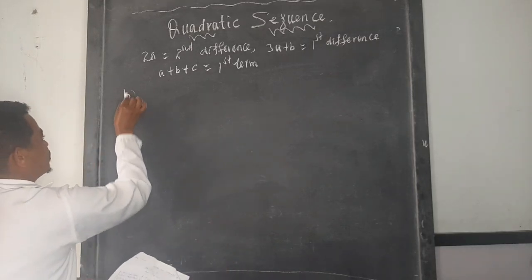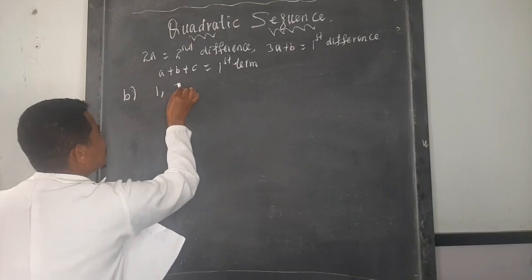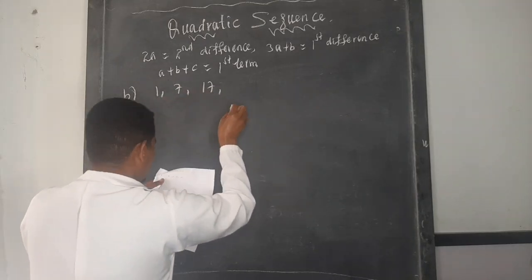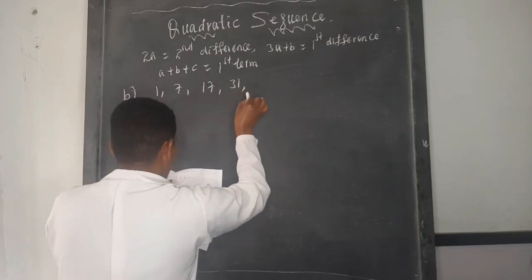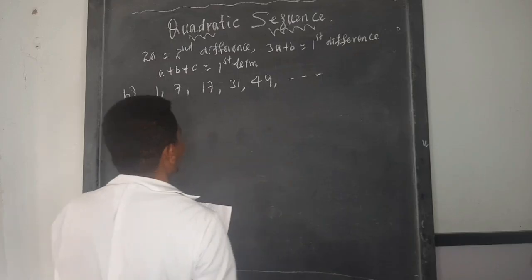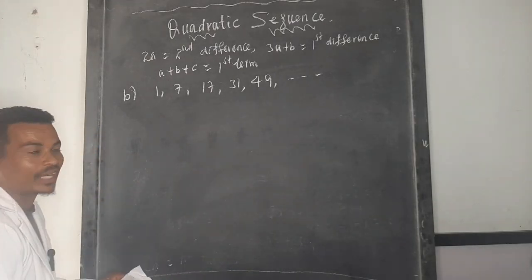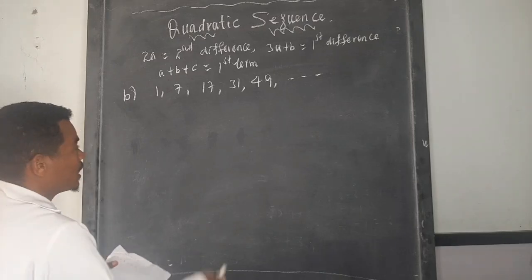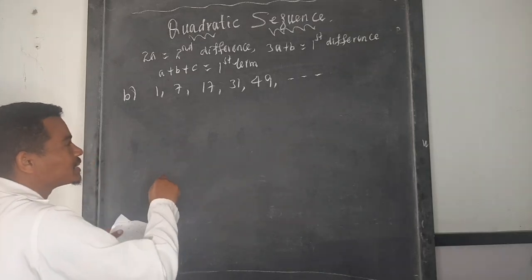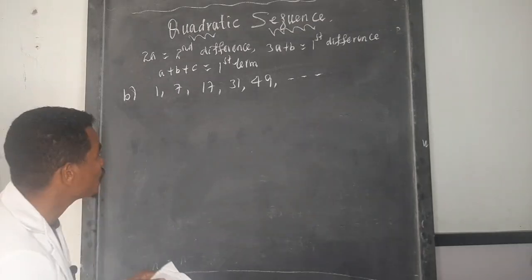Okay, the sequence is 1, 7, 17, 31, up to 49, like this one. So what's the nth term of this sequence? The first step is we have to identify what kind of sequence it is. If the second difference is constant, it is a quadratic sequence. If the first difference is constant, it is a linear sequence. And if the third difference is constant, it is a cubic sequence.